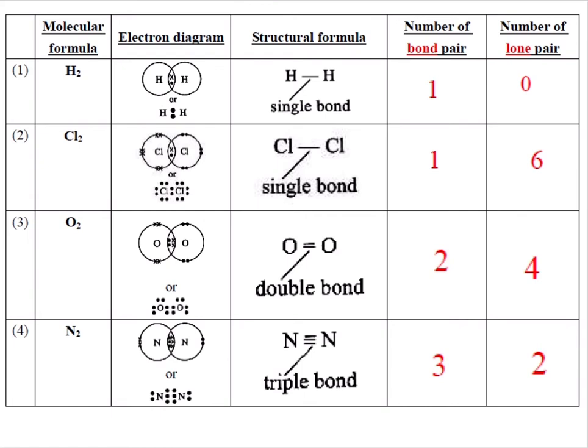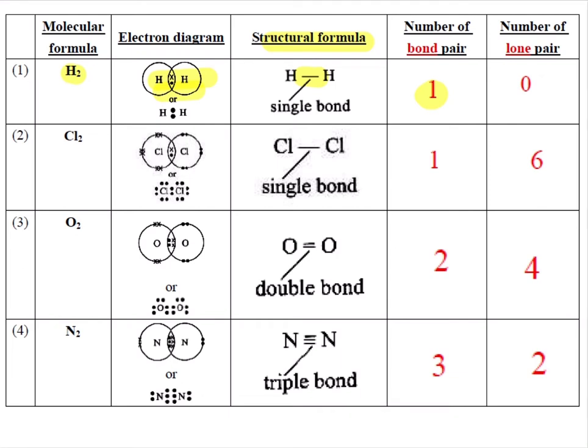Okay, for examples, we have a table here. For hydrogen, the molecular formula is H2. The electron diagram is like this. And the structural formula shows that this is a single bond. Number of bond pair, 1. And no lone pair because you can't see any electron here without bonding. So 0 lone pair. Alright?